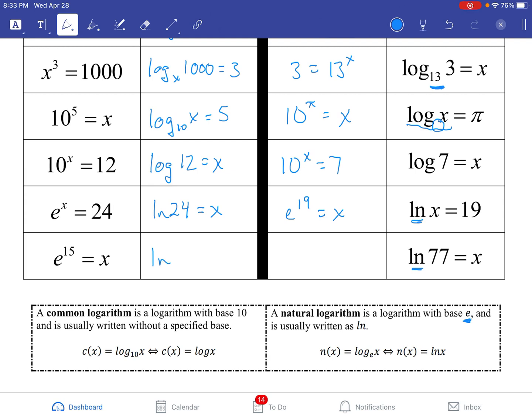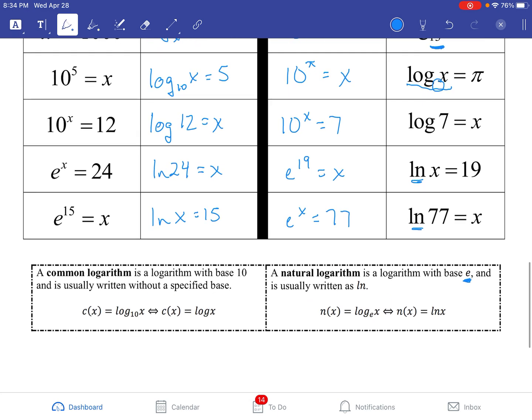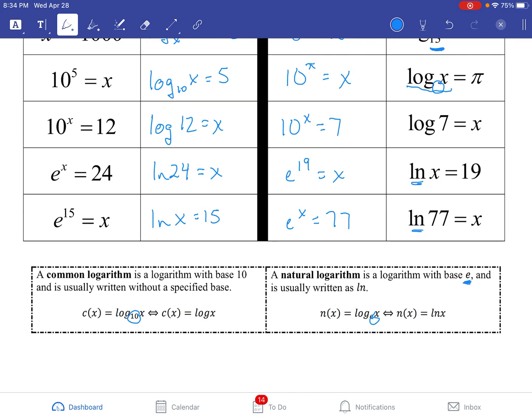This is the natural log of x equals 15. And lastly, we have e to the x equals 77. So those two things I mentioned up above about the base of 10 and the natural log are listed right there. All right, and that is it. That is converting or seeing the inverse of exponential functions, which are logarithms.